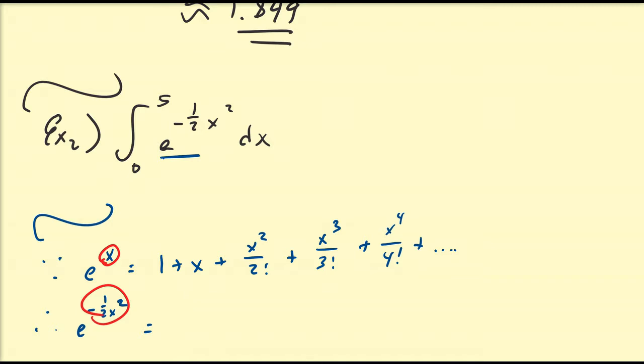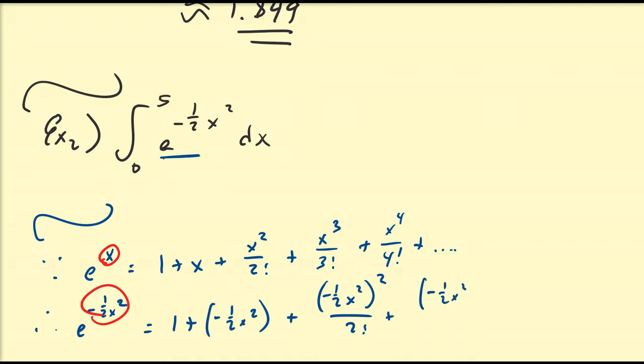Therefore, this is going to be 1 plus negative 1/2 x squared plus (negative 1/2 x squared) squared over 2 factorial plus (negative 1/2 x squared) cubed over 3 factorial plus (negative 1/2 x squared) to the 4th over 4 factorial plus and so on.